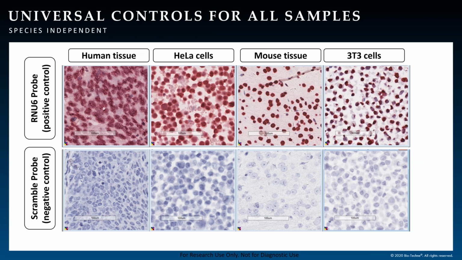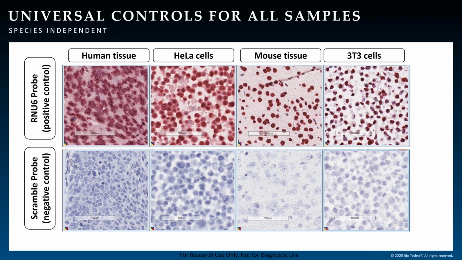In addition to previous guidelines, we also recommend running controls with your samples. The miRNAscope assay offers universal positive and negative control probes that will work for any species or sample. For the positive control, we recommend the small nuclear U6 probe, which is known to be expressed in most tissue samples. For example, the top row here shows strong nuclear U6 signal observed in a variety of tissues, including human and mouse tissues, and HeLa and 3T3 cell pellets.